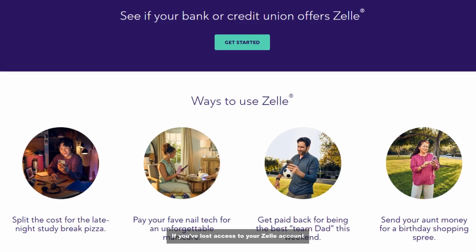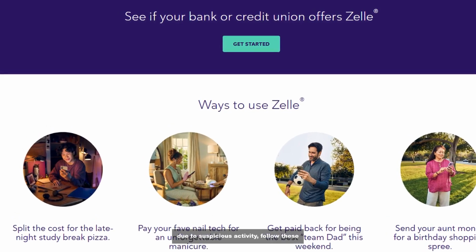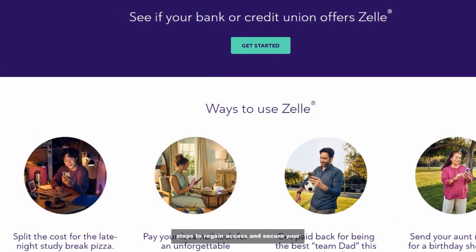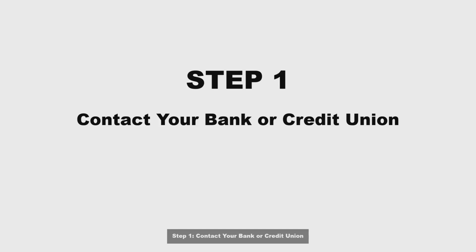If you've lost access to your Zelle account due to suspicious activity, follow these steps to regain access and secure your account. Step 1. Contact your bank or credit union.